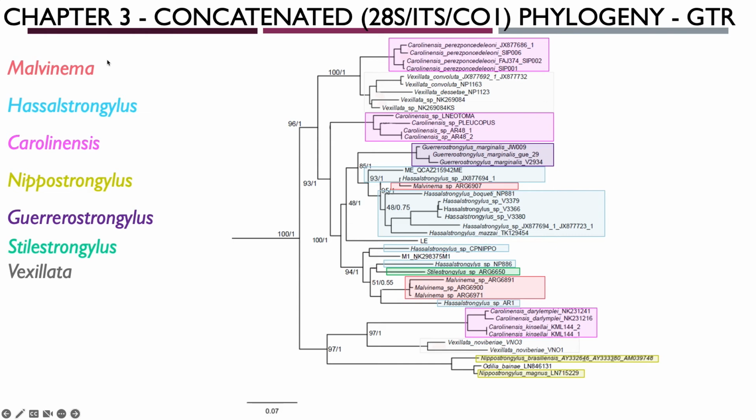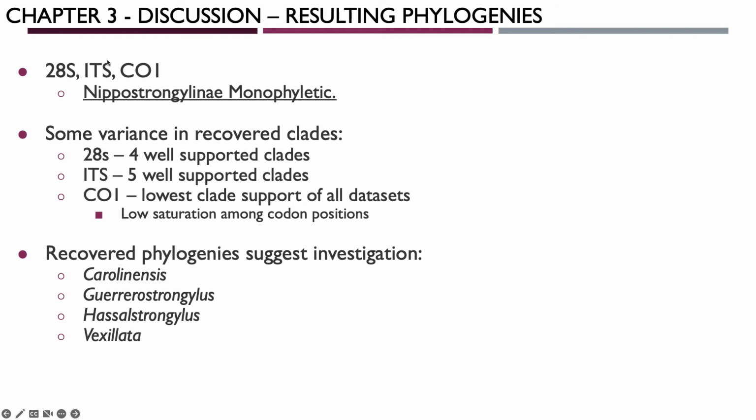Here's our worms from Australia. Here's Carolinensis from North America and Canada. Here from Vexillata from the Midwest. Carolinensis from Mexico and the United States, again from Mexico. So it's still following that trend. Here are the Hosselstrongylus from South America versus Hosselstrongylus from Mexico and the United States.